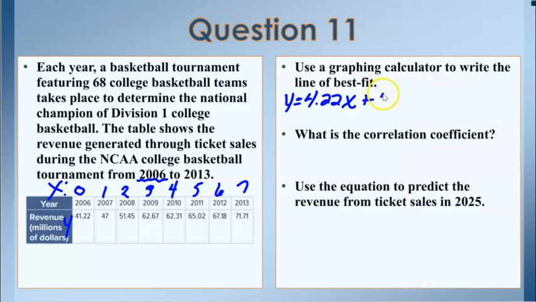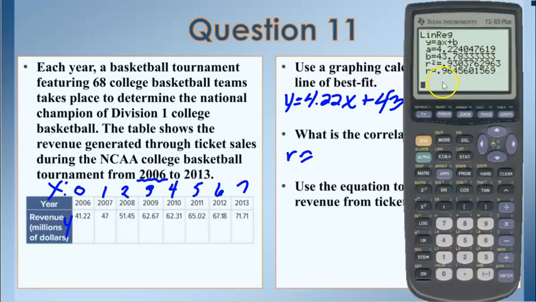And our correlation coefficient is our R, and we're going to round that to the nearest thousandth, so 3 decimal places. That would be 0.965, because this 5 tells us to round this 4 up to 5. So 0.965.